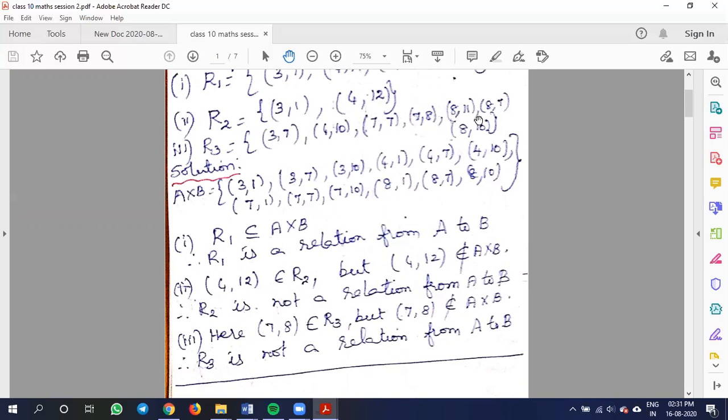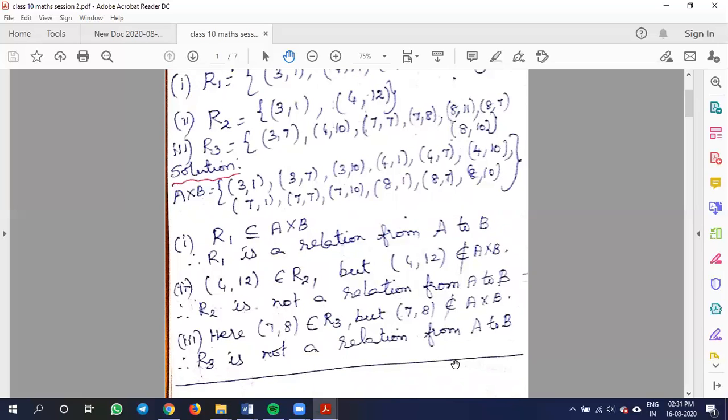R3. Here you have so many elements. Here you check. 3, 7 it is here. Then 4, 10 it is here. Then 7, 7 it is here. What is 7, 8? Do you have 7, 8 here? No, but it is in R3, but it does not belong to this set. So this is not a function.